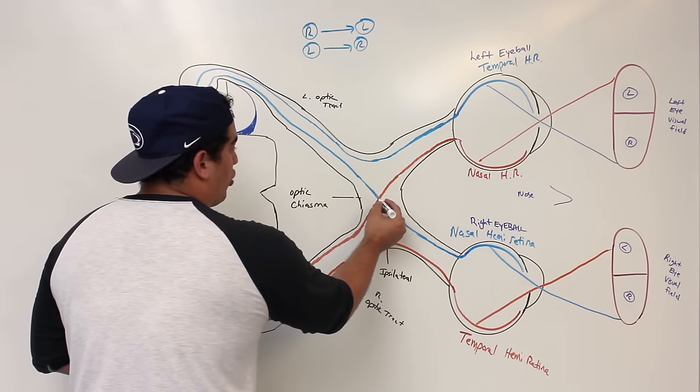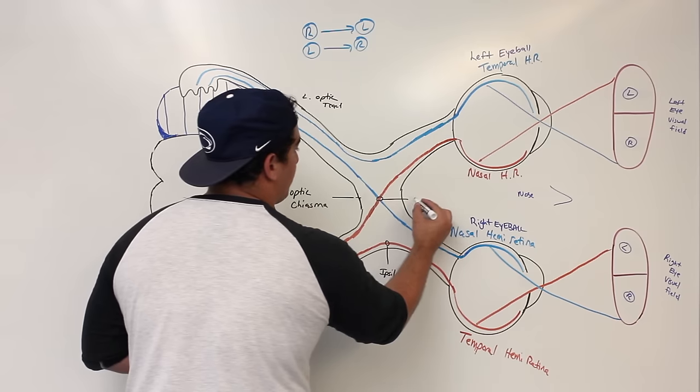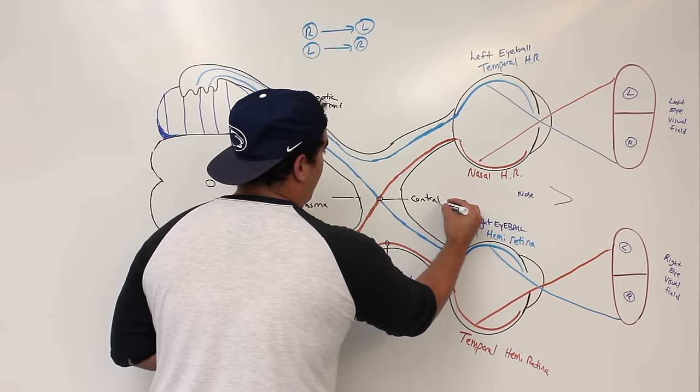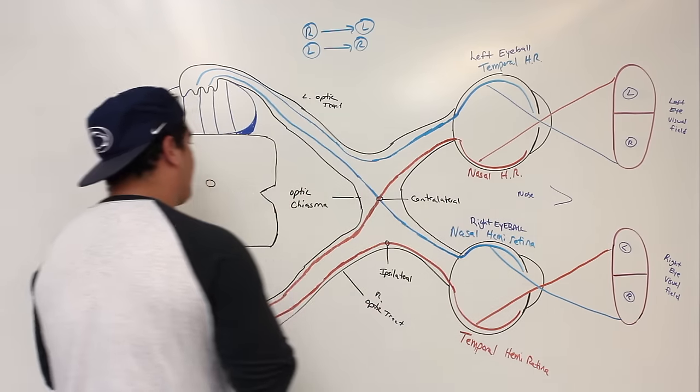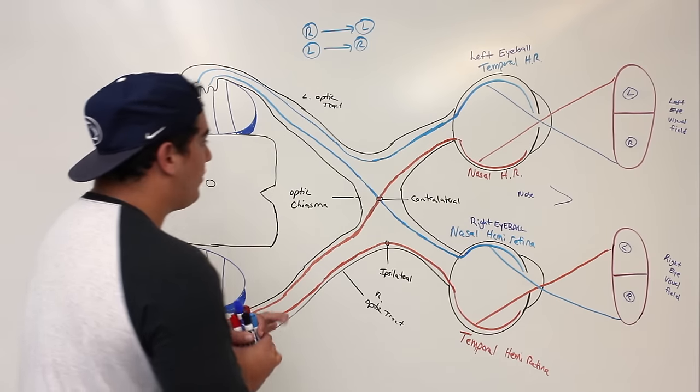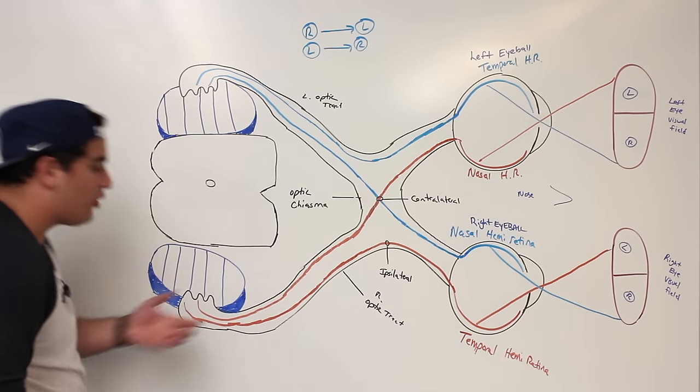And these fibers here that are crossing are called your contralateral fibers. Contralateral fibers. Okay? All right, sweet deal. Now that we know that, let's keep bringing it to where we're gonna go next.